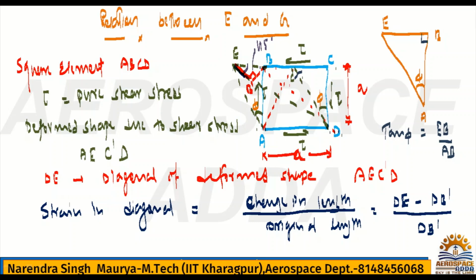So two diagonals are there. You just try to understand. Two diagonals are there, that is BD or DB, you can say. So along DB we have elongation. That's the reason we are getting tensile load. But what about the other diagonal AC? AC diagonal becomes AC dash, which means it becomes shorter. Once the length is shortening, it means the compressive load will be acting.